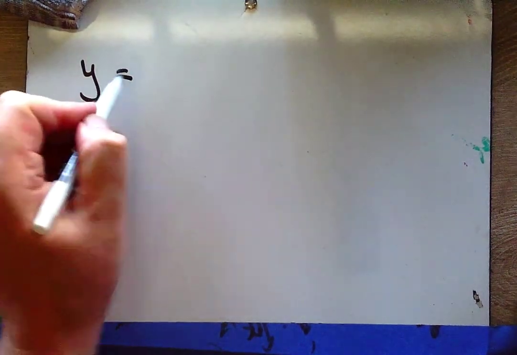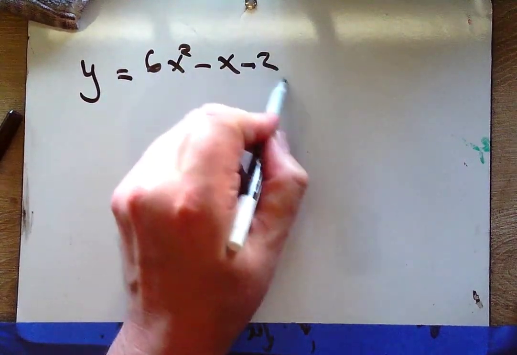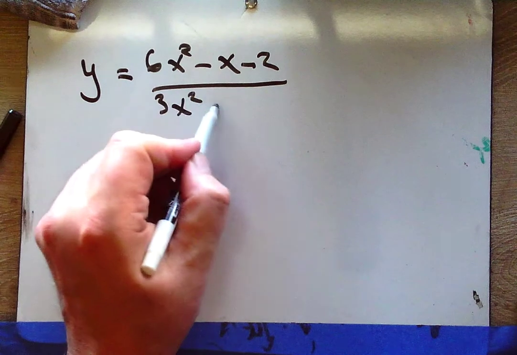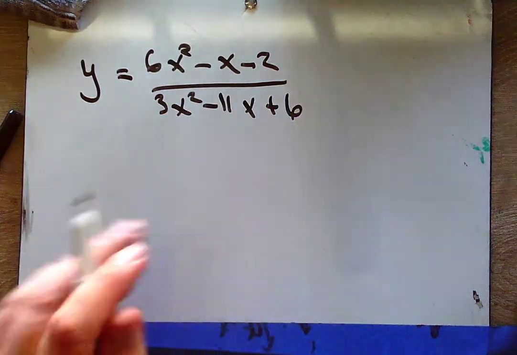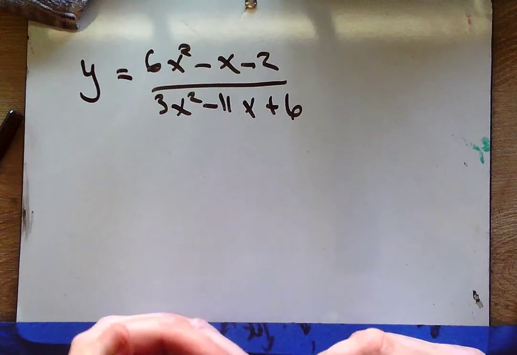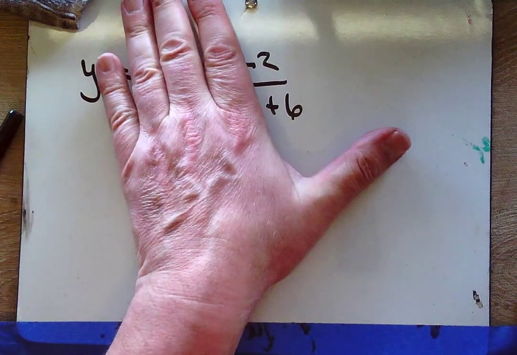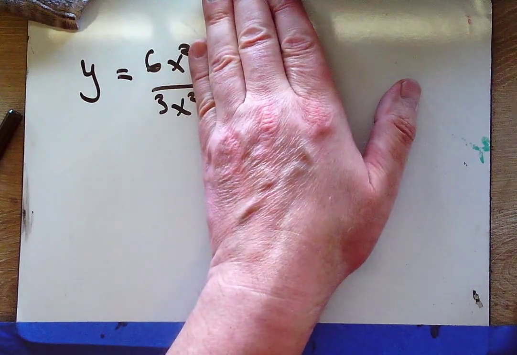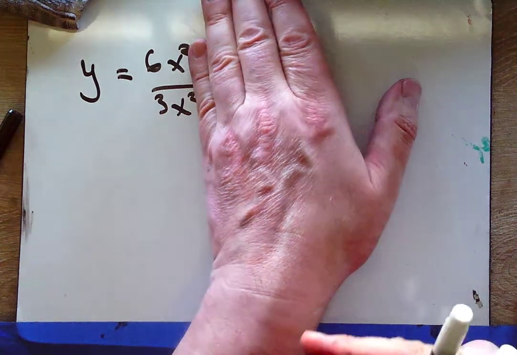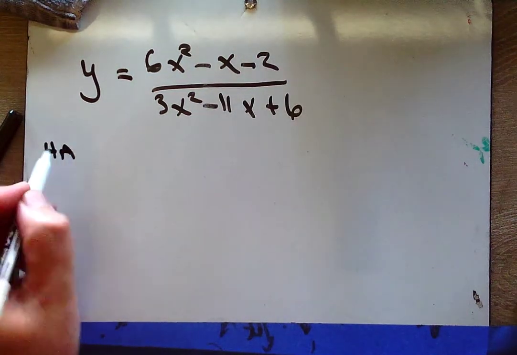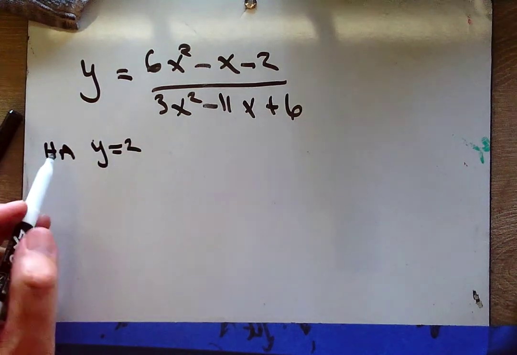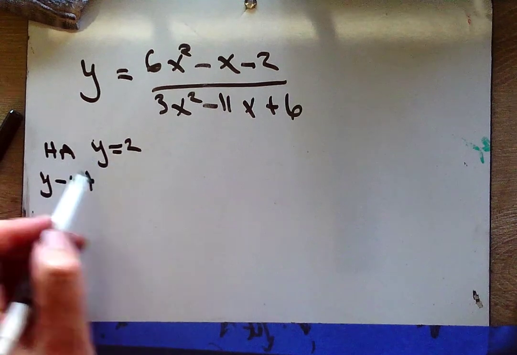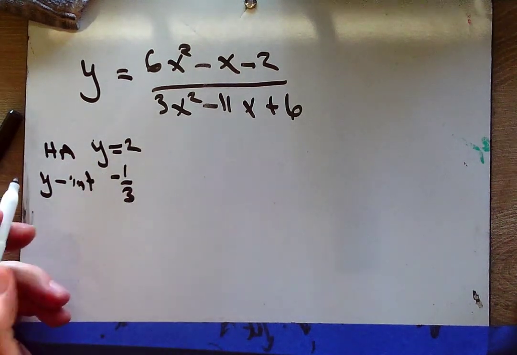Okay. How about this one? How is this one different? Okay. Y equals 6x squared minus x minus 2 over 3x squared minus 11x plus 6. I know, kind of exciting. I mean, no problem to do the y-intercept at negative 1/3. And the horizontal asymptote, since the degrees are the same, I'm just looking at the ratio of leading coefficients, 6/3, or y equals 2. So I know horizontal asymptote, y equals 2. I know y-intercept of negative 2/6, or negative 1/3.